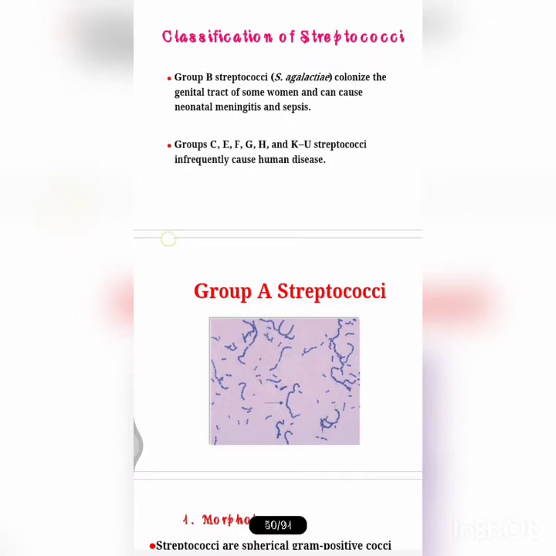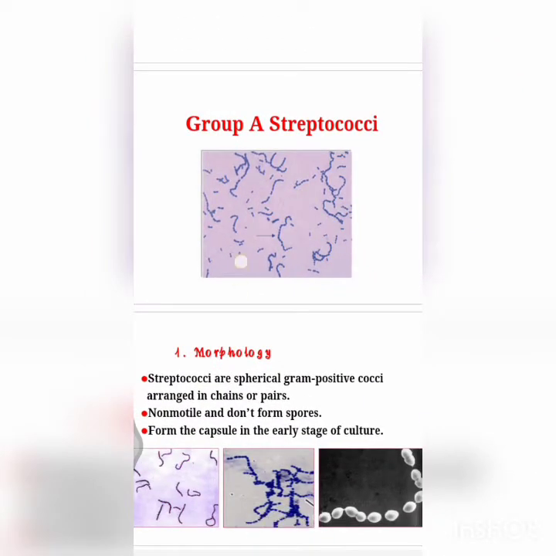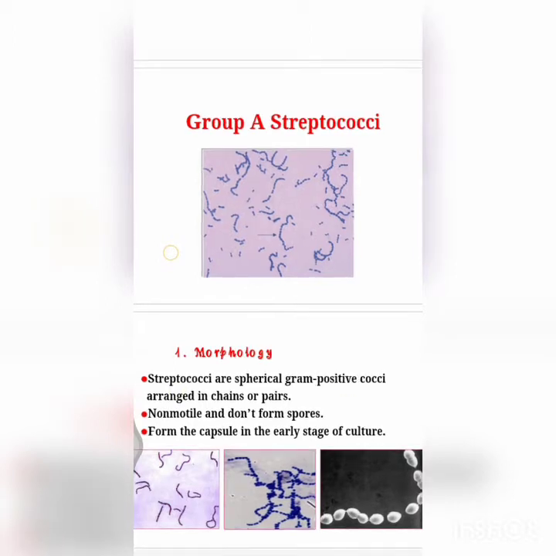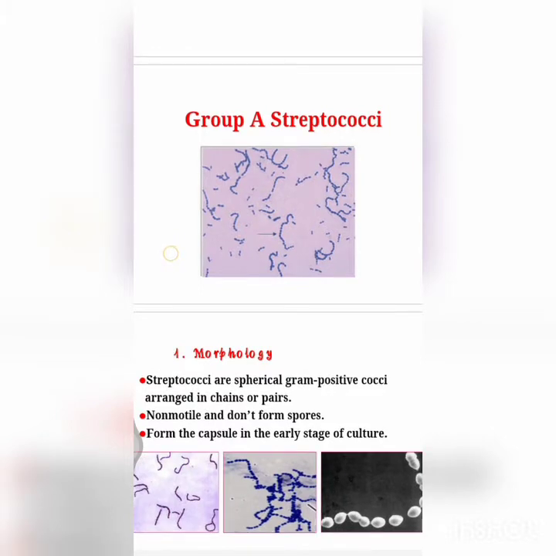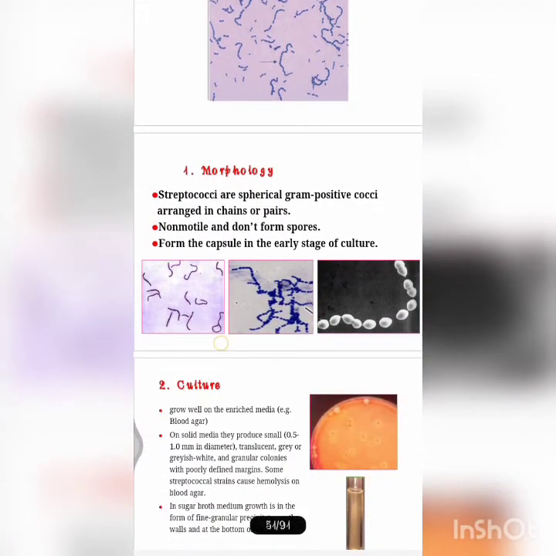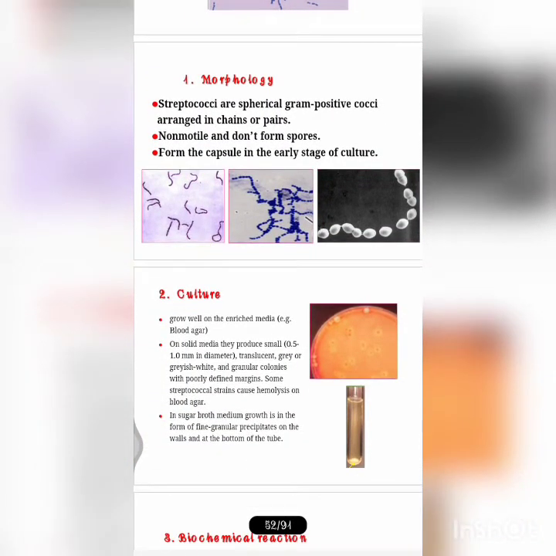So here, first we will see the streptococci morphology. Streptococci are spherical and gram positive. Gram positive means they have a thick peptidoglycan, so they stain purple, and they are arranged in chains or pairs. They are non-motile and do not form any spores, that is, non-sporing. They form a capsule in the early stage of culture. Why a capsule? For virulence, that is, to avoid phagocytosis in the host.